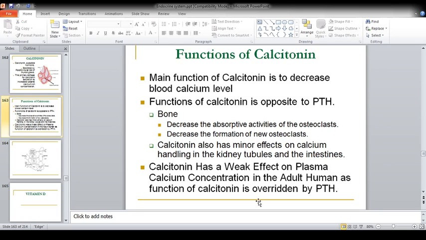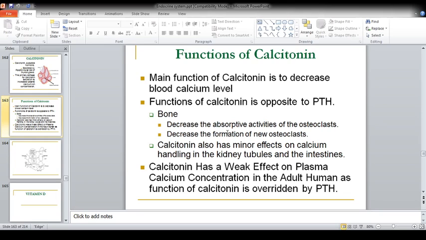How does it do that? It would act on the same things where the parathyroid hormone is acting and have an opposite effect. Calcitonin's function is opposite to that of the parathyroid hormone. It would decrease the absorptive activities of the osteoclasts, whereas parathyroid hormone was activating these cells. It would decrease the formation of new osteoclasts, and in turn it would increase reabsorption of calcium into the bone and decrease the serum calcium level, or the calcium level in the blood.